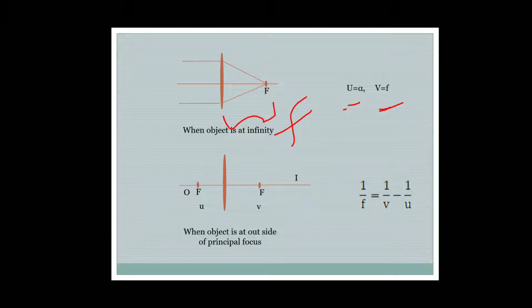And in the second diagram, there is a convex lens. The object is outside of the focal length. Then what happens? The image formed by the lens is on the other side of the lens. So that is a real image, in which the focal length can be calculated by using 1 by f is equal to 1 by v minus 1 by u, where f is the focal length, v is the image distance, and u is the object distance.